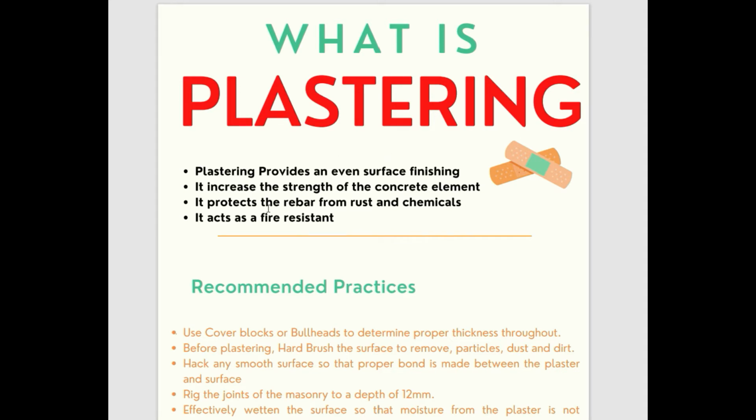And why is it done? Well, plastering provides an even surface finishing. It increases the strength of the concrete elements. It protects the rebar from rust and chemicals such as sulfates or chlorides, and it acts as a fire resistant. So these are a few applications of plastering or reasons why plastering is done.